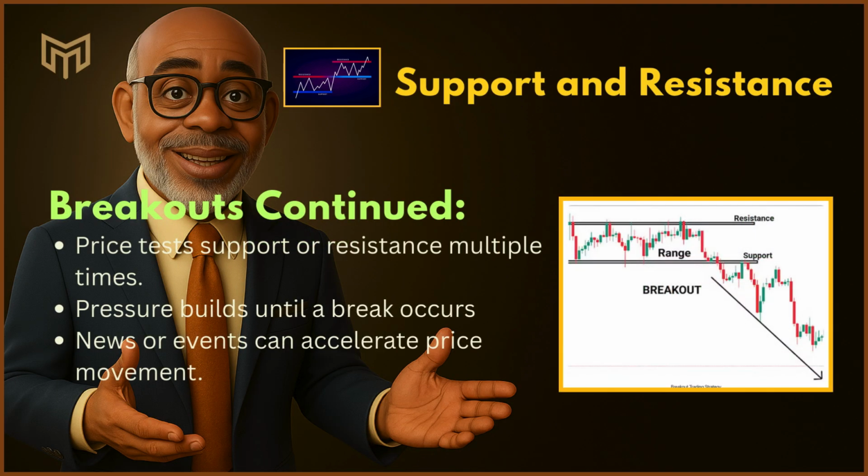Breakouts happen when price repeatedly tests a support or resistance level without fully breaking it. Over time, pressure builds, and eventually, one side wins. Either buyers push price above resistance, or sellers drive it below support. Sometimes, news or market events can speed up the process, causing prices to break through these key levels quickly.